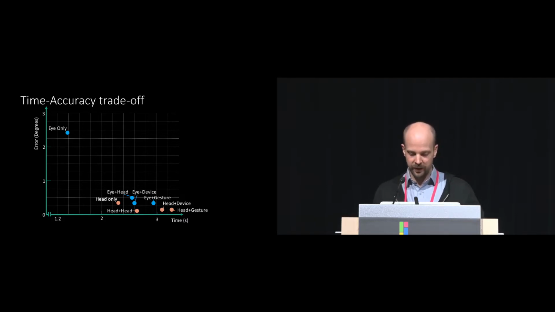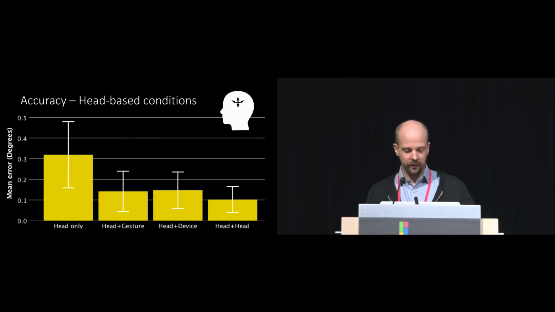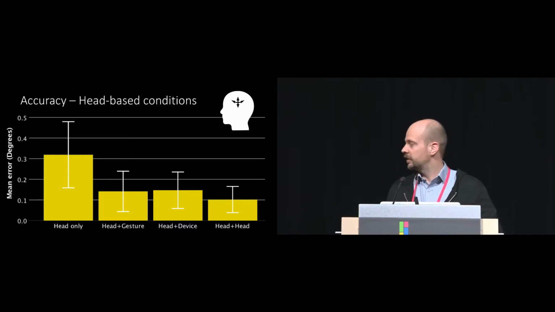And looking more at the accuracy of head-based conditions, you can see that the head-only condition, which is the state-of-the-art technique, for example in HoloLens, can achieve about 0.3 degree accuracy. But with, for example, this head plus head condition, the accuracy was improved to 0.1 degree. So the accuracy was 3 times better.